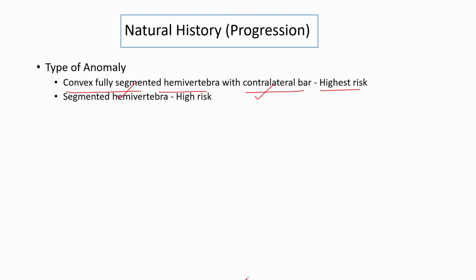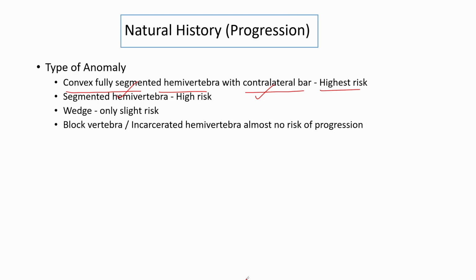Again, a segmented hemivertebra will have a high risk of progression. Wedge vertebra has only slight risk, and a block vertebra or incarcerated vertebra has almost no risk of progression. Progression also depends on the number of anomalies. A higher number of anomalies has a higher chance of progression. Location of anomalies also influences the natural history of scoliosis.